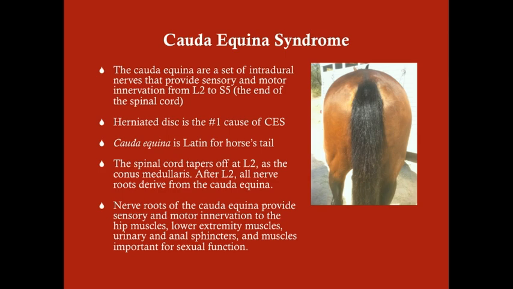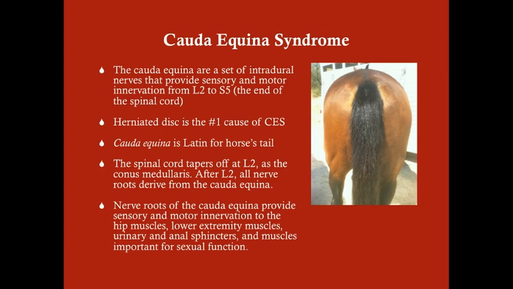And so this makes perfect sense that this is going to be something that can happen with age, because what increases with age? Herniated discs. And so with age, your risk of Cauda equina syndrome goes up. Now the spinal cord tapers off roughly at L2, and that's called the conus medullaris.